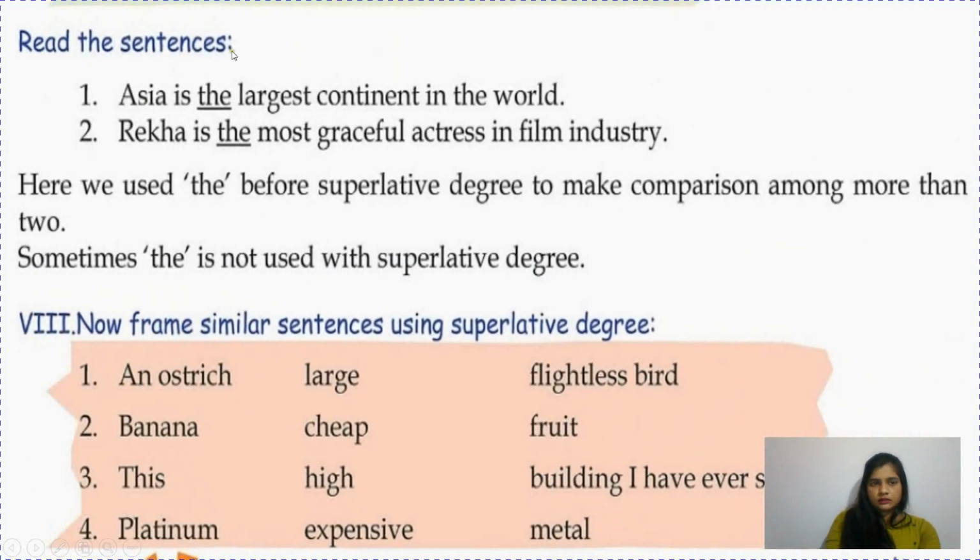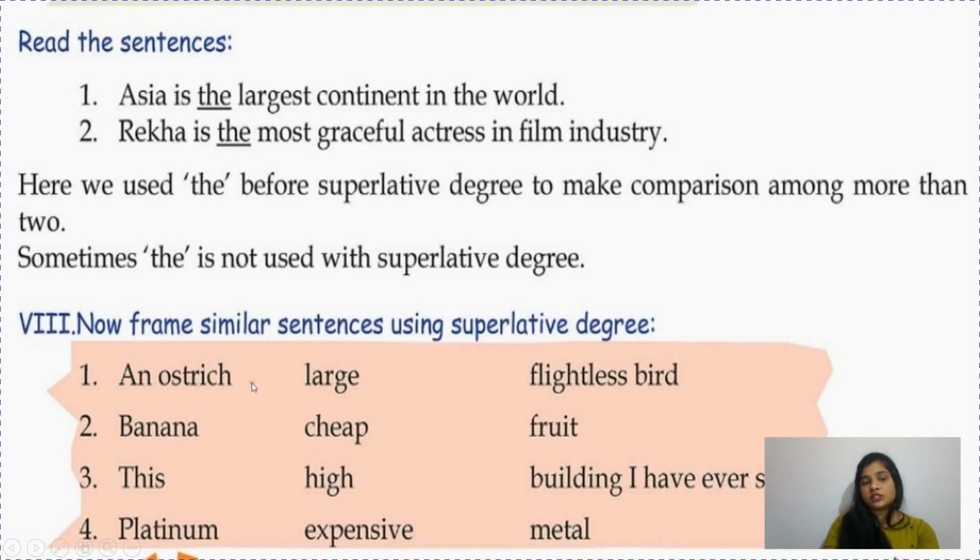Now, read the sentences. Asia is the largest continent in the world. Rekha is the most graceful actress in film industry. Children, can you see here the is written? So it is superlative degree. Here we use the before superlative degree to make comparison among more than two. Sometimes the is not used with superlative degree. Now, frame similar sentences using superlative degree.